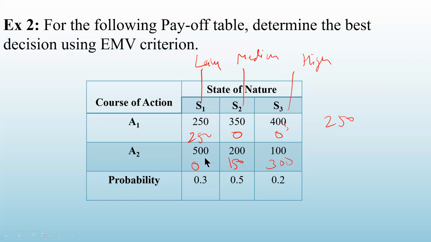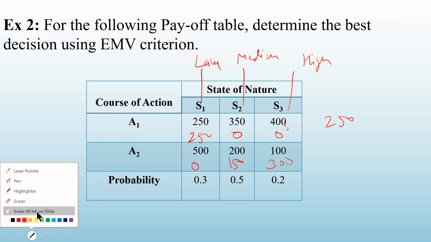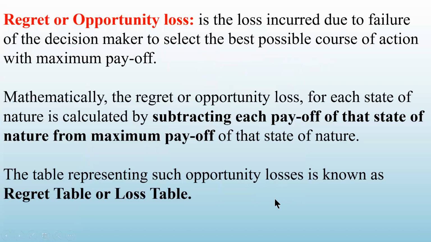मैंने ये वाला कोर्स ऑफ एक्शन नहीं सेलेक्ट किया बेस्ट वाला, तो मुझे यहाँ लॉस हुआ कितने का 250. You understood na? So this is how we calculate the regret values. Okay, so see how I have defined the regret. Regret is the loss incurred due to the failure of the decision maker to select the best possible. क्योंकि decision maker fail हो गया best select करने के लिए, so he has gone as a loss. So this is technically we define.